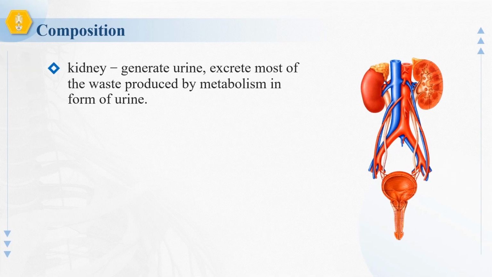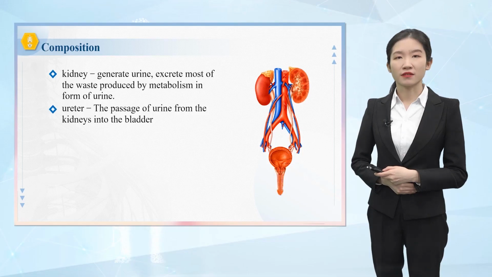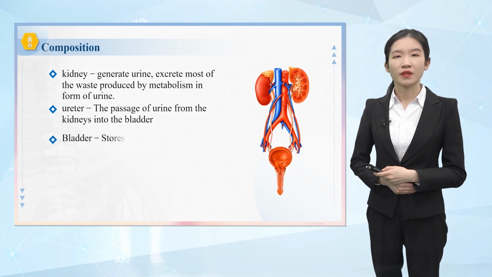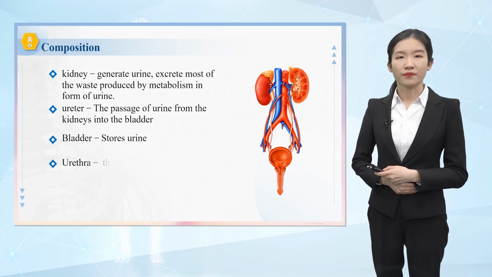Composition. Kidney: generates urine, excreting most of the waste produced by metabolism in the form of urine. Ureter: the passage of urine from the kidneys into the bladder. Bladder: stores urine. Urethra: the pathway for urine excretion.